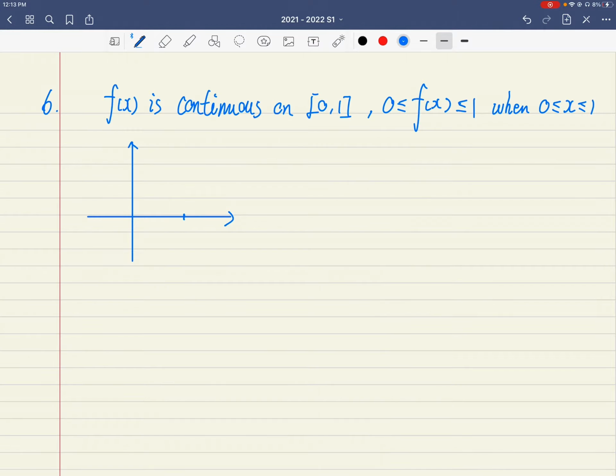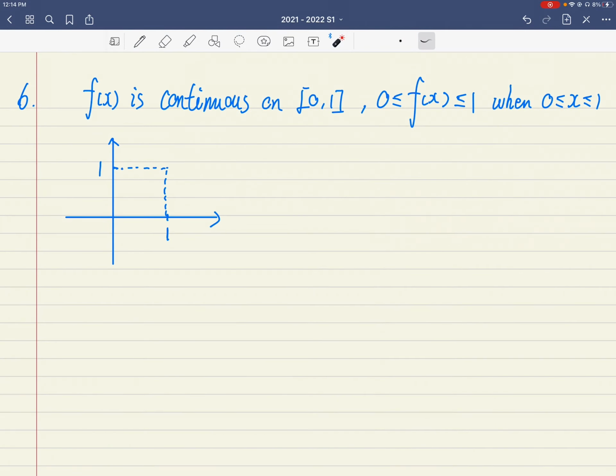On the graph, it's continuous from 0 to 1. We can draw this square, this box. We don't know the shape of f(x), but we know that f(x) must reside in this box. f(x) could look like this, or like this, f(x) could be a straight line, f(x) could be any curve, but f(x) must be in this box. Why? Because whenever x is between 0 and 1, your f(x) value is also between 0 and 1. So you have this 0, 1, 0, 1 box.